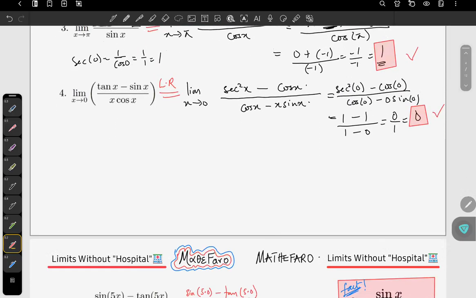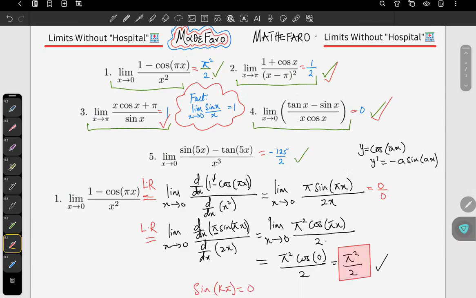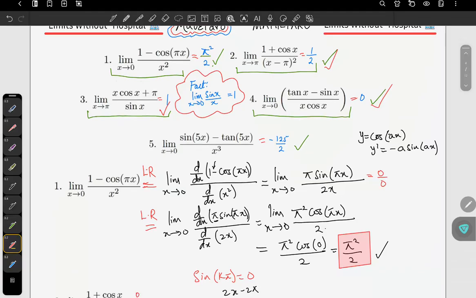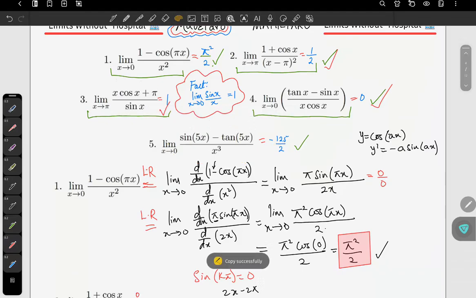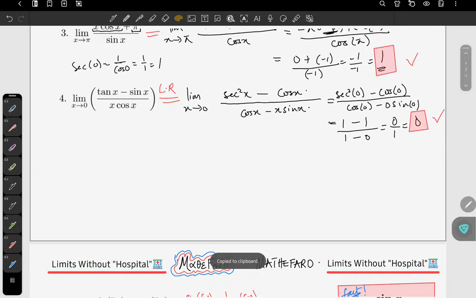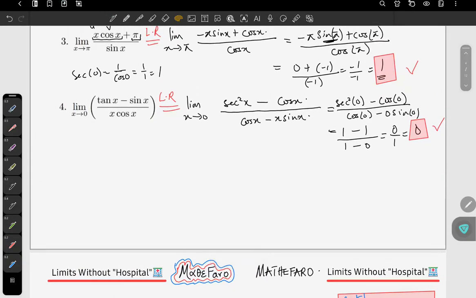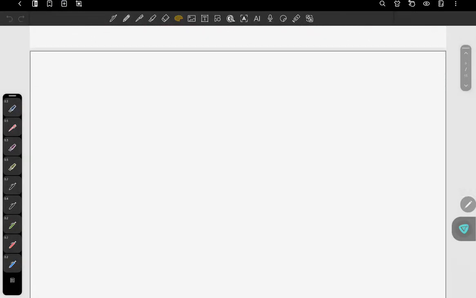And the final question, hopefully, I don't think that small space can contain it, because it's looking like we are going to need to use L'Hopital's rule multiple times. So I'm going to need a space. So let's add a space. Good.